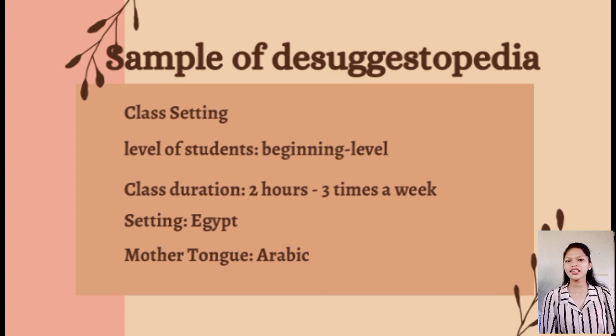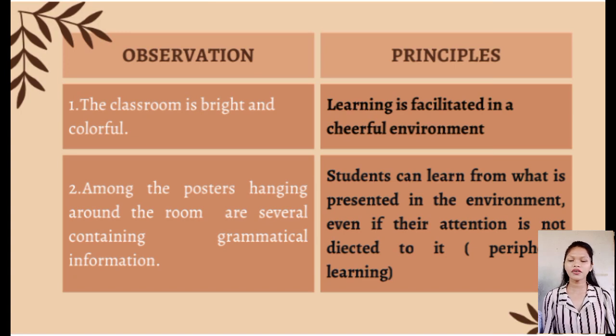I will show you a sample of Suggestopedia in class. Let us say the class setting is a beginning level of students, with class duration of 2 hours, 3 times a week. The setting is Egypt, and the mother tongue is Arabic. This is one sample of how Suggestopedia works. Here are the observations and the principles of Suggestopedia.